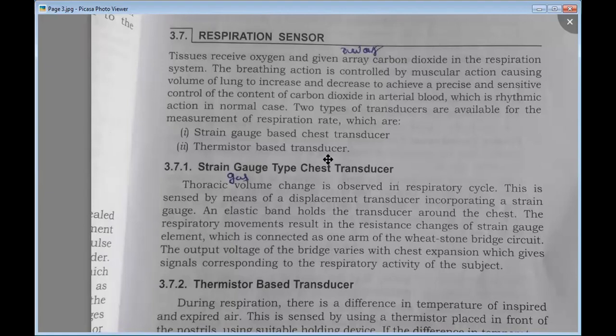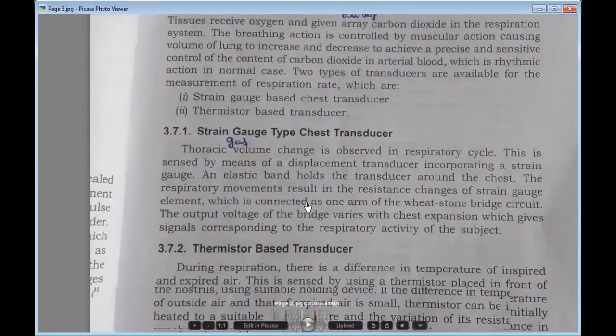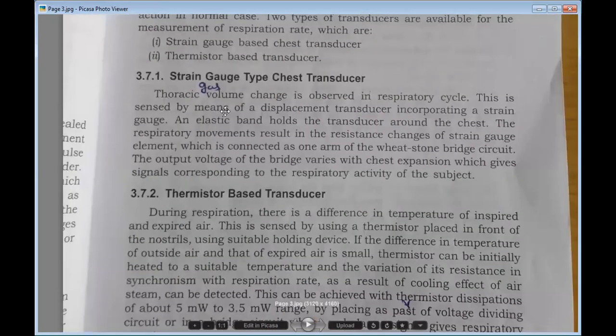Okay, so like that they can be identified by using the following transducers in the measurement of respiration rate. The first one is the strain gauge based chest transducer, and another one is the thermistor based transducer. Strain gauge type chest transducer means we will use a strain gauge, incorporating a strain gauge.